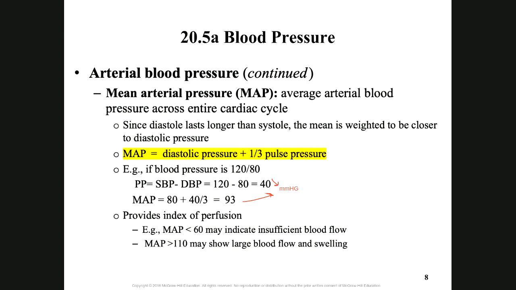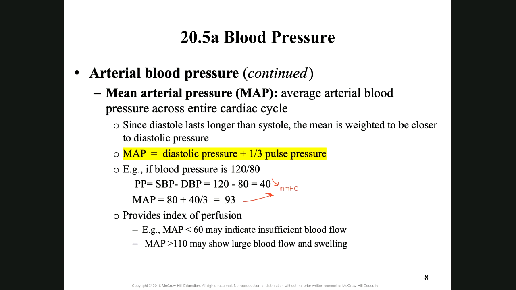And the mean arterial blood pressure is clinically significant because it can provide a numeric value for how well our body tissues and organs are perfused. It can provide the index of perfusion.